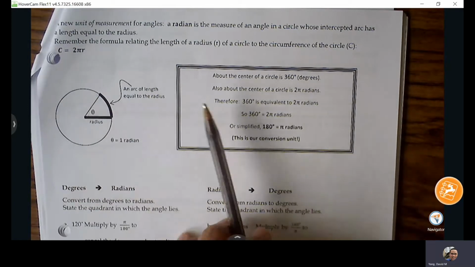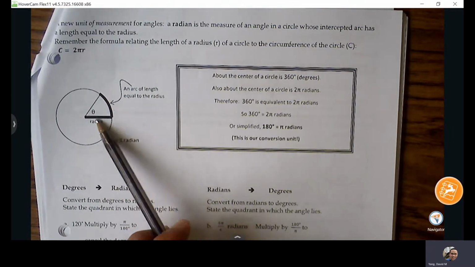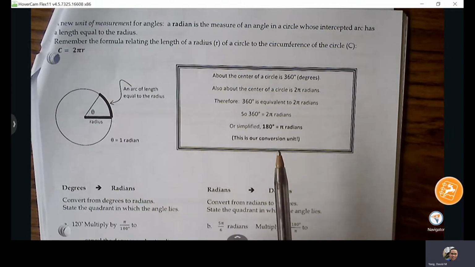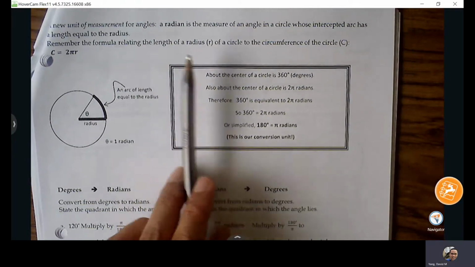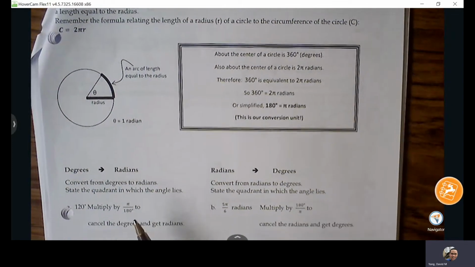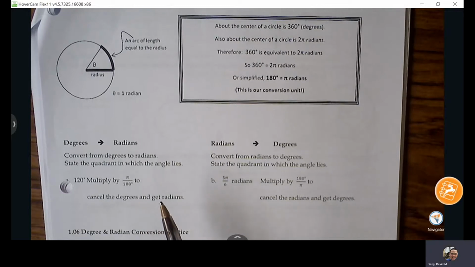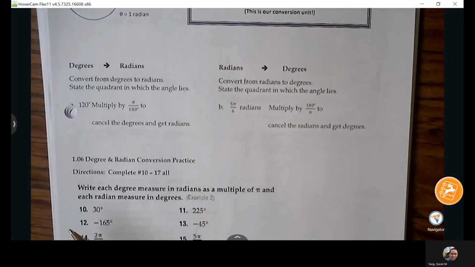We know that 1 radian is related to the length of your radius. Remember, the formula relating the length of a radius of a circle to the circumference of a circle is C equals 2 pi r. So we're going to practice converting from one unit to another.